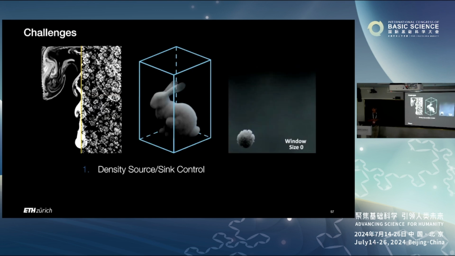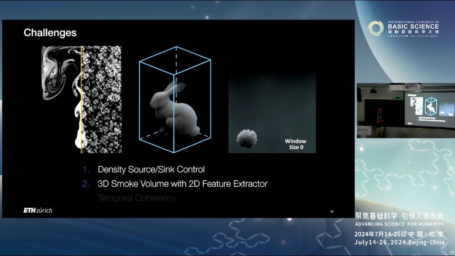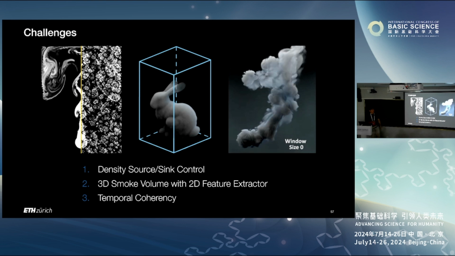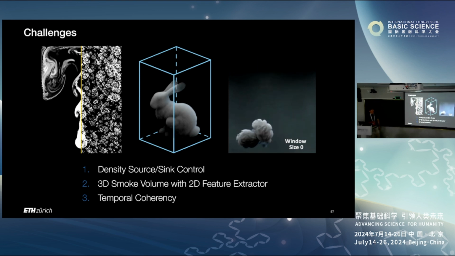But we couldn't directly extend this method. There were three main challenges. First of all, the naive NST implementation would lead to uncontrolled density source and sink. Secondly, we handle 3D smoke volumes, and those are designed for 2D features. And lastly, if we just stylize it, there will be heavy temporal flickering like that.